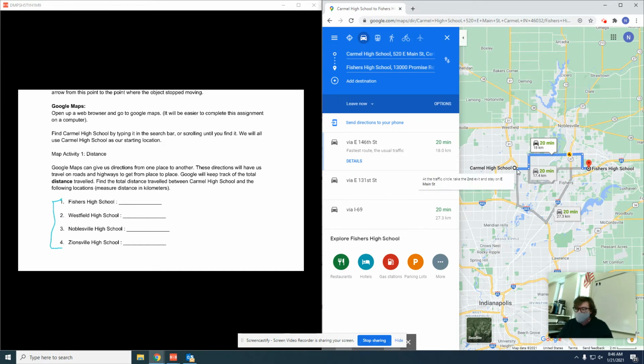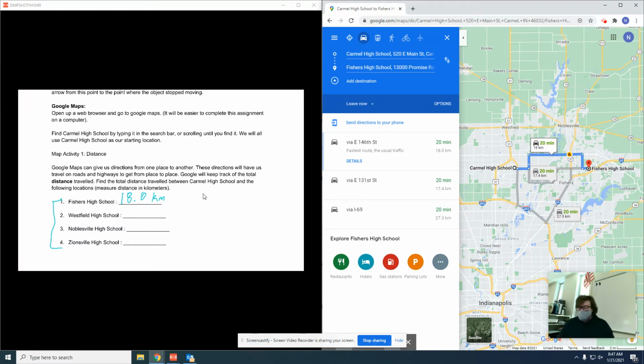So if we look, this is telling me what my current route is. I'm going to take the shortest route that I can get there. So I'd start off on Main Street, hop on Keystone, go to 146th Street, all the way to Howe, and then back on, I think that's Main 131st again. So this first route that it tells me, that's going to give me the total distance that I would need to travel. So I would travel 18.0 kilometers to get to Fishers High School.